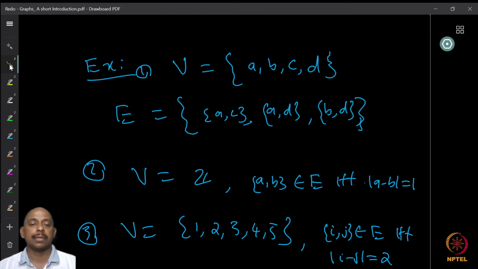Another example I give: let us say V is Z, the set of all integers, and two elements a and b belong to the edges if and only if the difference is 1. Now, in this case, it happens that the vertex set is not finite.